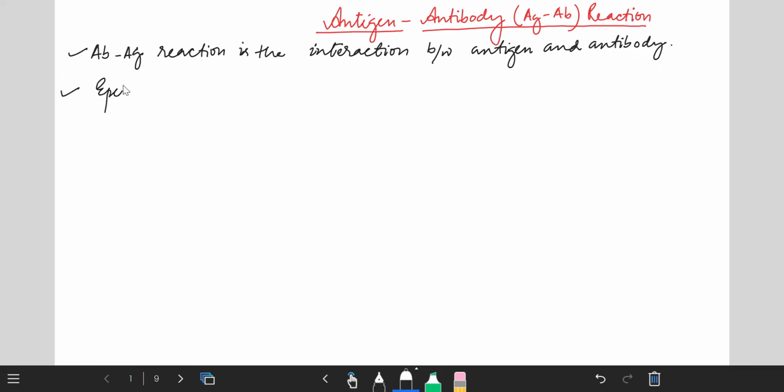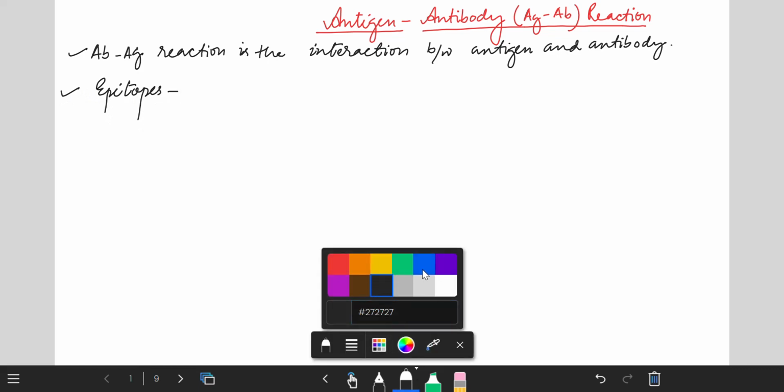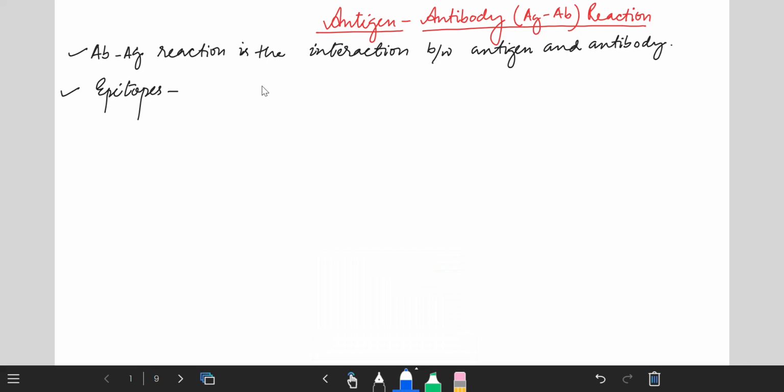Now what is epitope? So antibodies recognize some molecular shapes on antigen for binding, and that shape or part is known as epitope. And you should know that the better the fit, the more favorable the interaction will be formed between antigen and antibody.